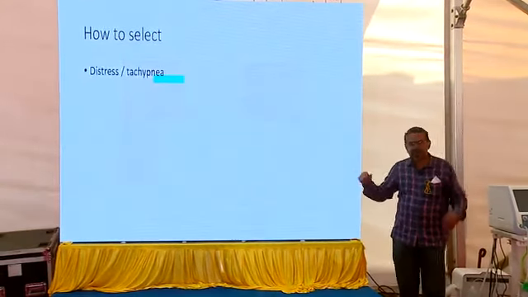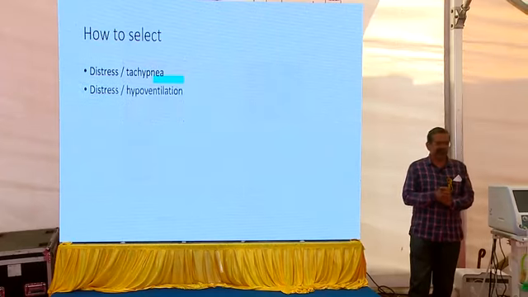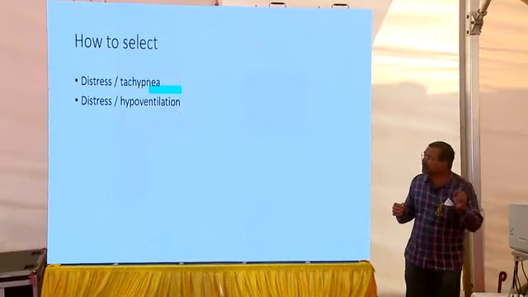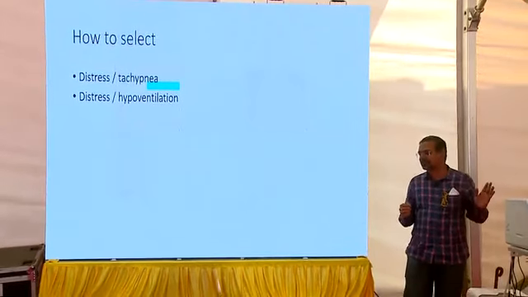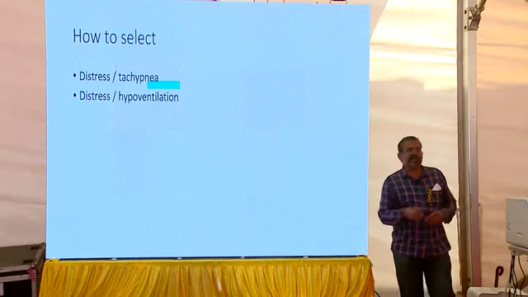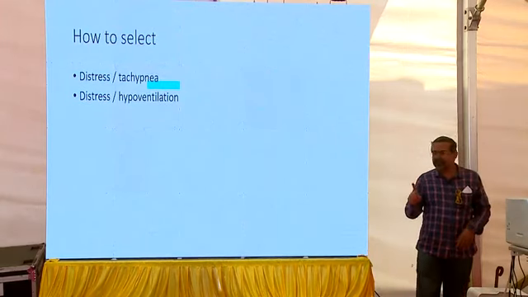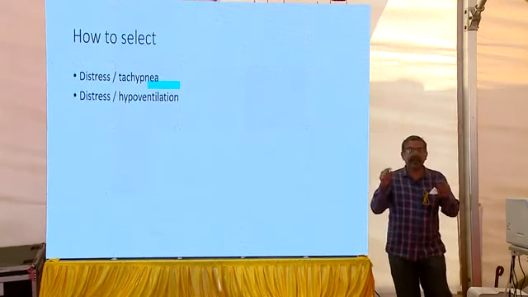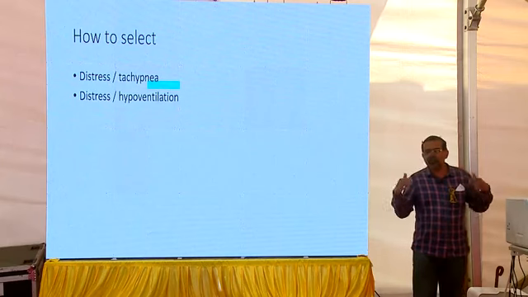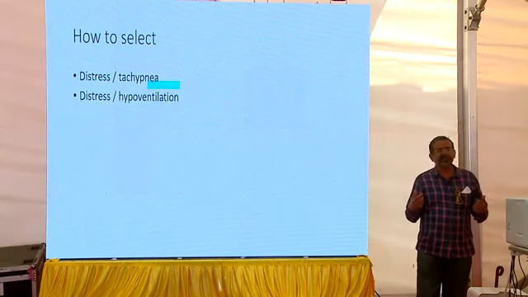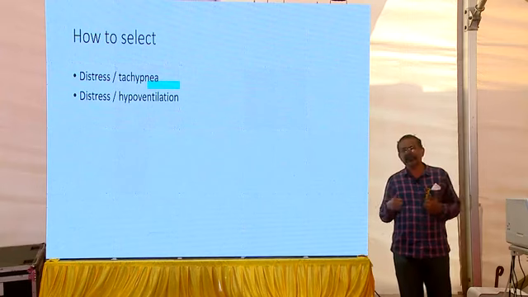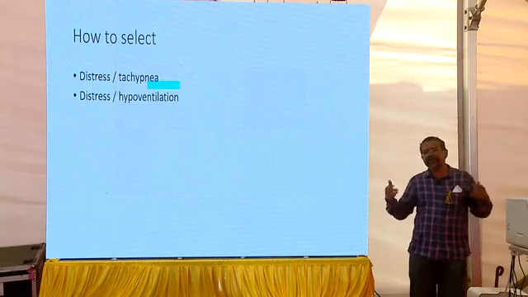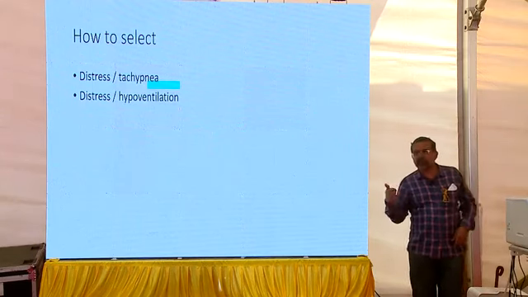How to select a given patient for volume or pressure? First of all, find out whether the baby is having distress more than tachypnea or tachypnea more than distress. Very important. People say the baby is having distress and tachypnea. No, a patient will have either tachypnea or distress, intermittent distress with tachypnea or intermittent tachypnea, but at a given moment the patient can't have both. What is more, that is important. Distress means the baby is having hard time to breathe. Compliance has come down or resistance has increased. Tachypnea means he's trying to wash out CO2.